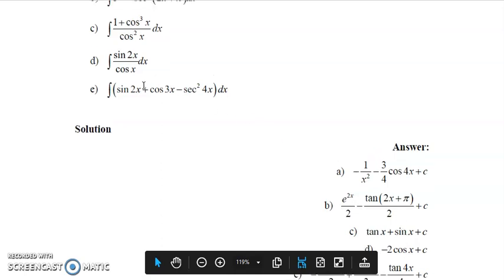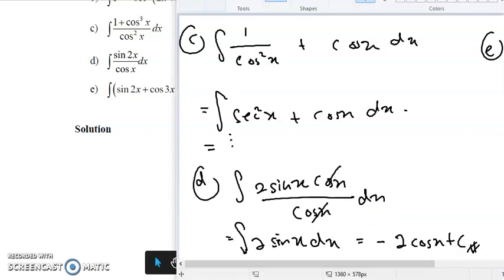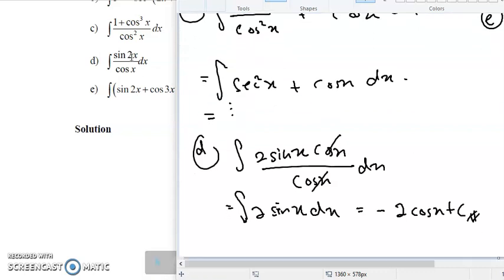As for question D, you will have sine 2x over cos x with respect to x. In this case, what can you do? Since we have sine 2x, you can open it up using the double angle, so we have 2 sine x cos x over cos x. You can simplify this, so you just need to integrate 2 sine x with respect to x. The answer is negative 2 cos x plus c.